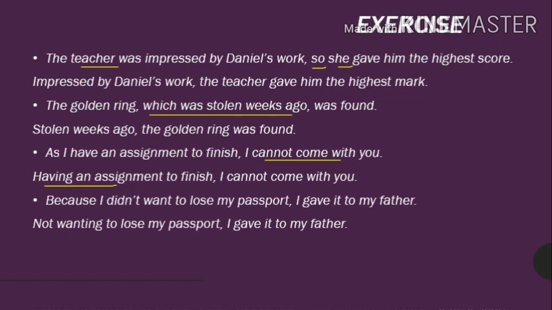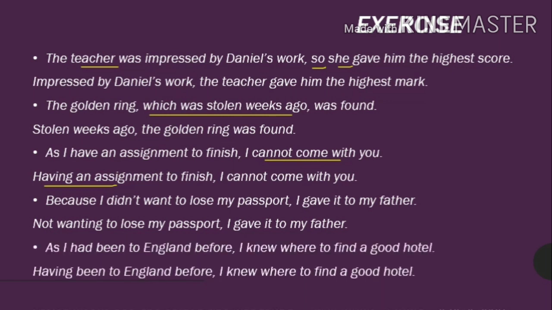Because I didn't want to lose my passport, I gave it to my father. This is written in the negative form, so we write: not wanting to lose my passport, I gave it to my father. As I had been to England before, I knew where to find a good hotel. So this is a complex sentence with a conjunction as. So how do we write it? I had been in England for a period of time. So I knew where to find a good hotel. We use a perfect participle. Having been to England before, I knew where to find a good hotel.